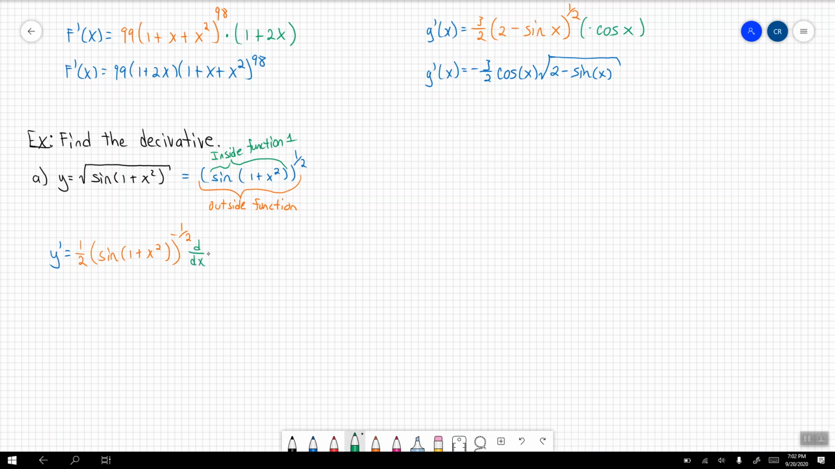Now, you're going to notice what I'm doing here is I'm just denoting that we are going to take a derivative of that inside function. I'm not taking the derivative just yet. And the reason why I'm not taking the derivative just yet is because, again, I want to identify that I do have 2 different functions here.